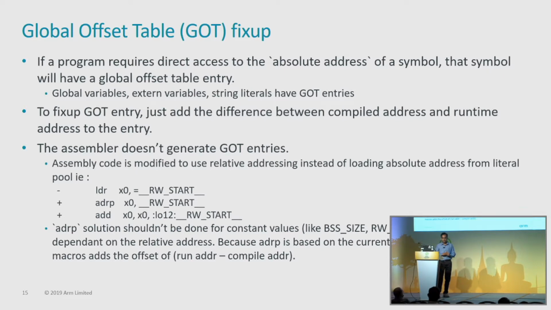One thing that you need to be aware of is the assembly files don't generate GOT entries. So if you have assembly files in your code, they have to be fixed. You have to manually fix them up to remove all the absolute address references and change them to relative addressing. An example is shown on the slide where an LDR instruction is changed to ADRP relative addressing. Be aware that ADRP shouldn't be used for constant values, because if you use ADRP for constants, then they are not constants anymore, they become relative.